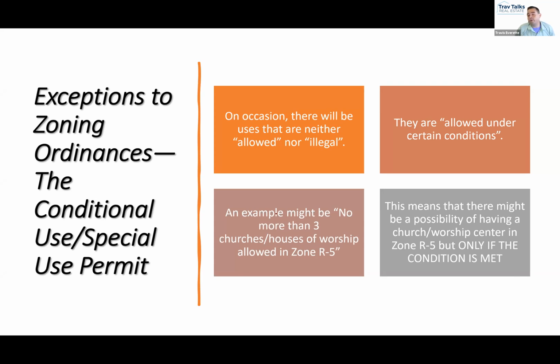I'll give you an example of conditional uses in most cities. Churches are conditional uses, like houses of worship. Not just Christian churches, but all houses of worship are conditional uses. That means it's not allowed to build a church in Raleigh, but it's also not illegal to build a church in Raleigh. It means if you want to build a church in Raleigh, you have to go to the city and specifically ask if you can build a church on that piece of property.